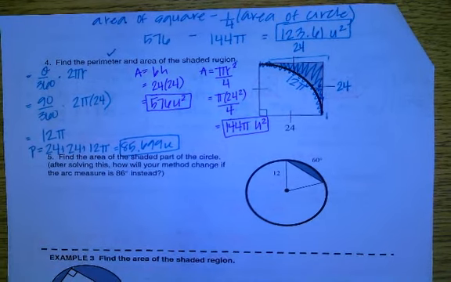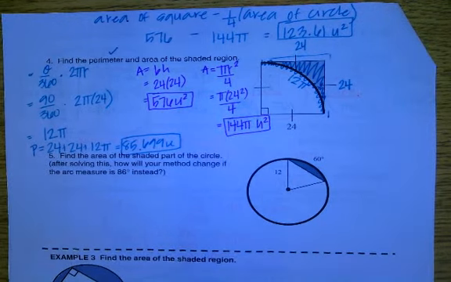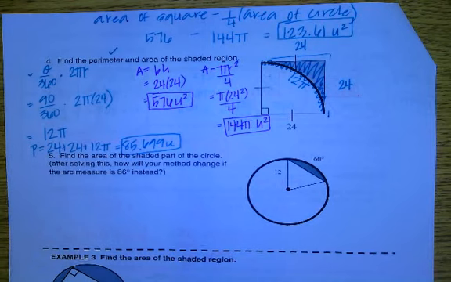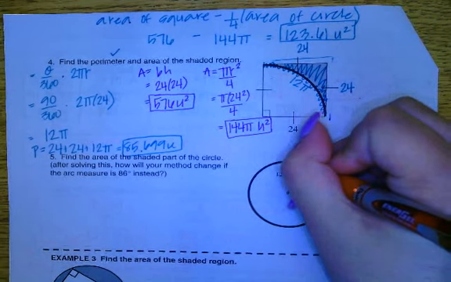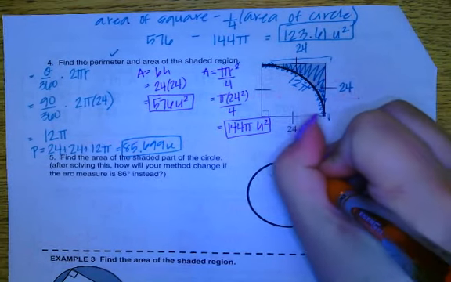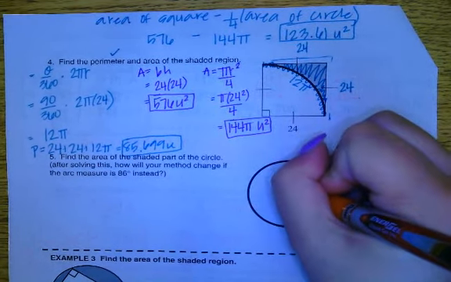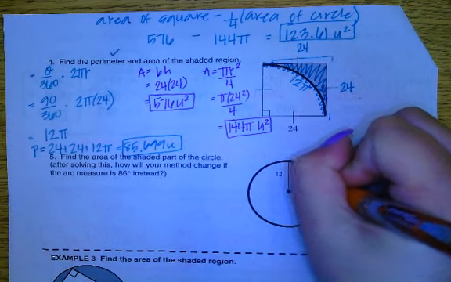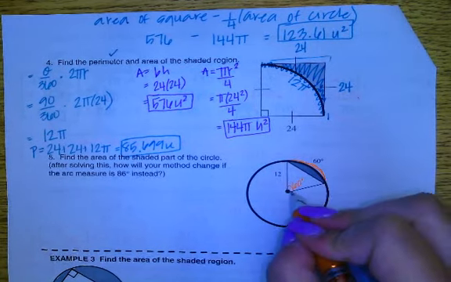Number 5, find the area of the shaded part of the circle after solving this. How will your method change if the arc measure is 86 degrees instead? Okay, find the area of the shaded part. So if this is 60 degrees, what is the measure of your central angle? 60 degrees. What is the measure of this length right here? 12.